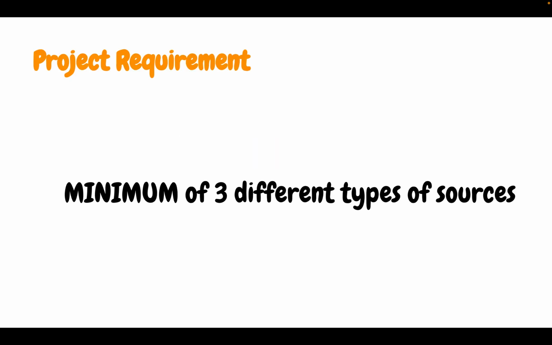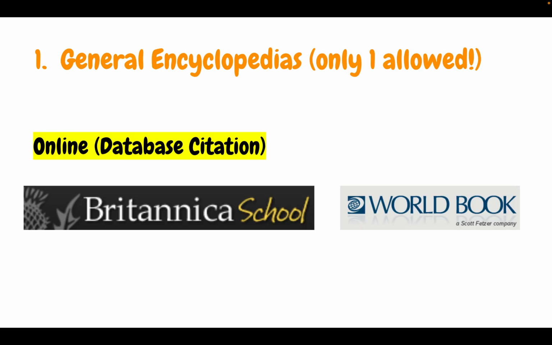So for this project, you're required to use a minimum of 3 different types of sources. One type of source is a general encyclopedia. We have Britannica and we have World Book, and both of those would go on a database note sheet and get cited as a database in Noodle Tools. We recommend that you don't rely too much on general encyclopedia articles because they tend to be a little bit more watered down, so we recommend using maybe one.